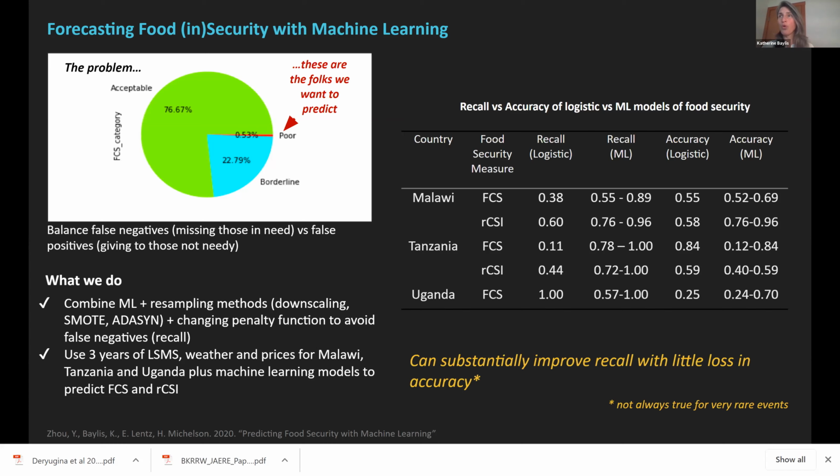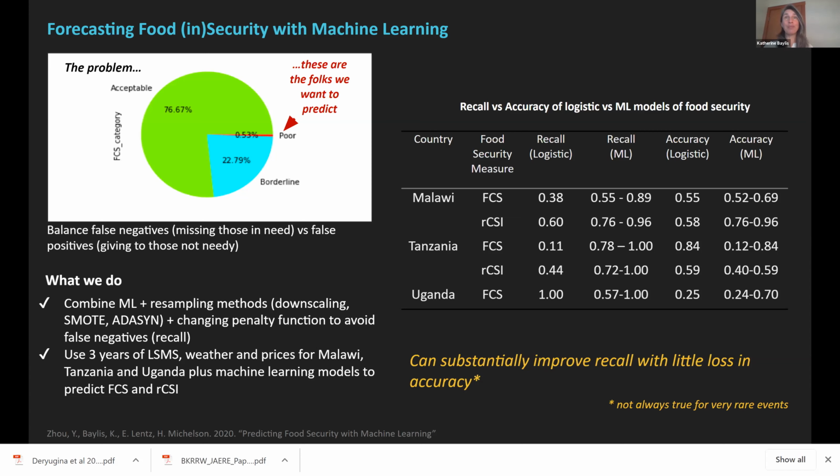that much worse, with some exceptions, particularly Tanzania, the food consumption score, where we end up losing a fair bit of accuracy. But mostly we're not losing much accuracy, and gaining a lot on recall, which means we're identifying those food insecure households. Okay.